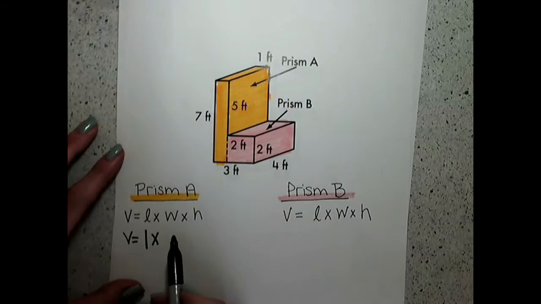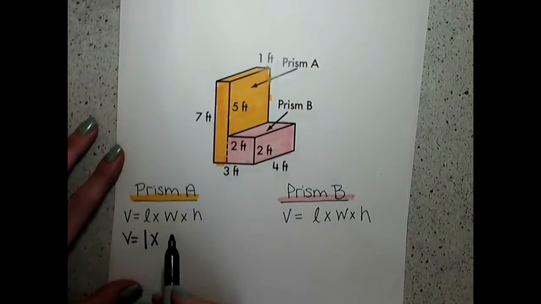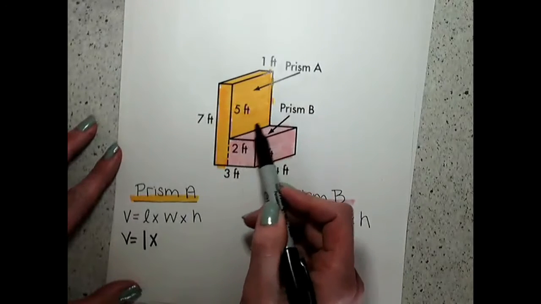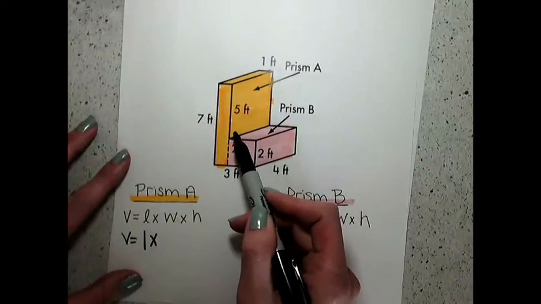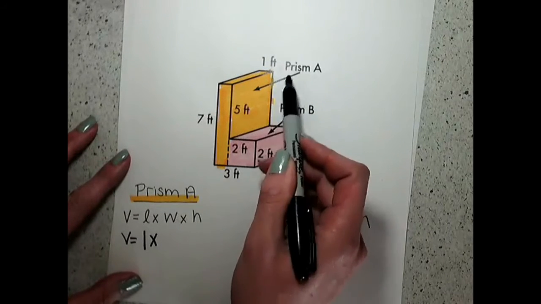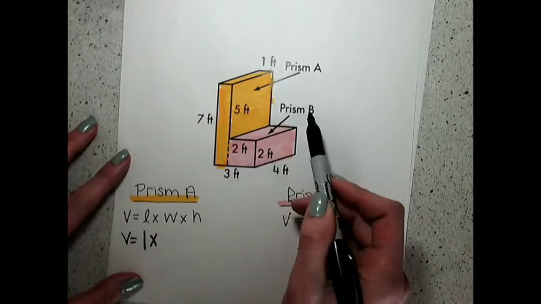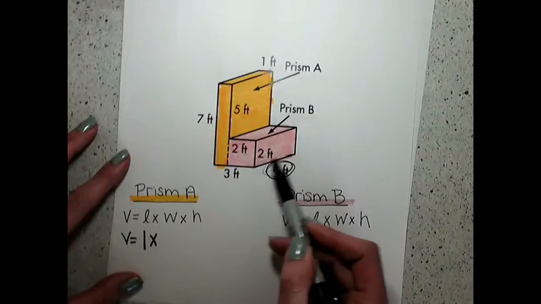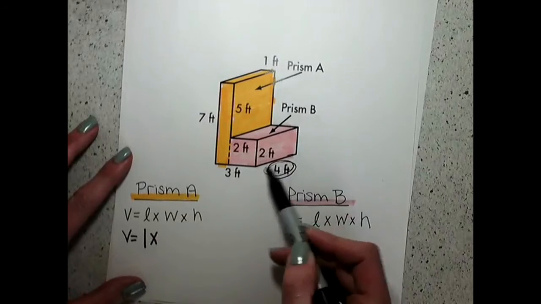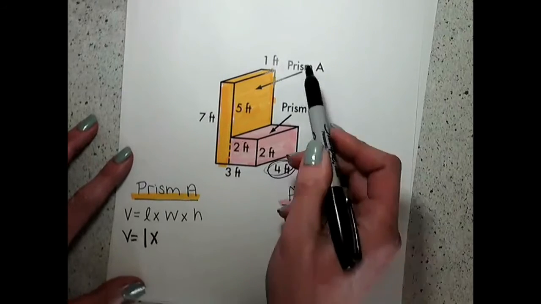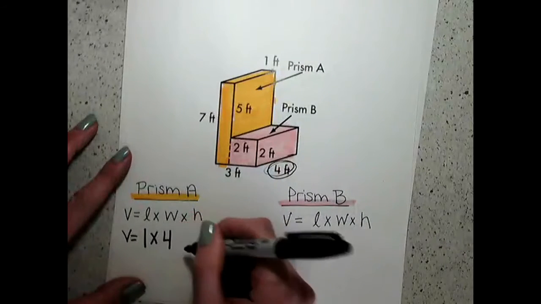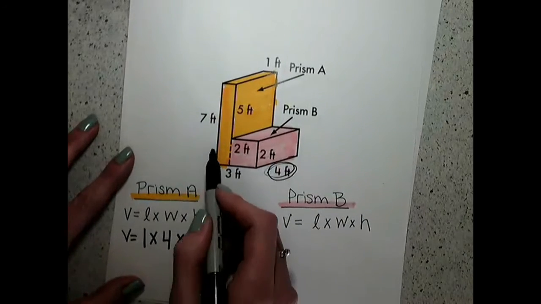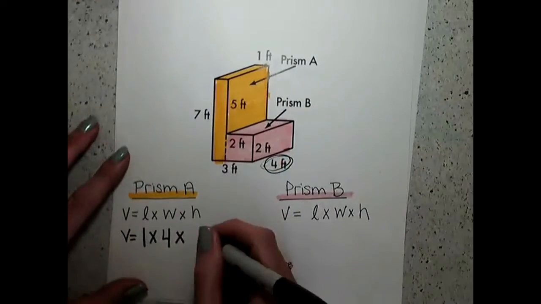My width of prism A is a little bit harder to find. I'm trying to look at the bottom to see how wide it is, but I'm not seeing anything. I am noticing that prism A is the same width as prism B, and I do have that measurement. It's 4 feet. So because of that, I know that the width of prism A is also 4. Finally, I'm trying to find my height, which I see is 7.